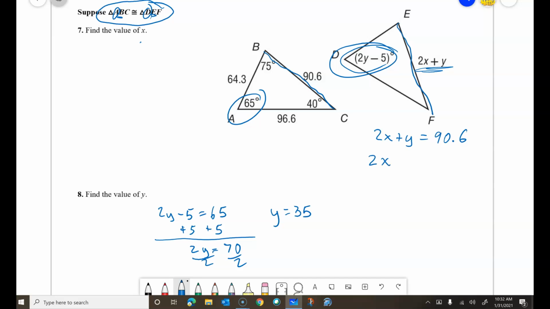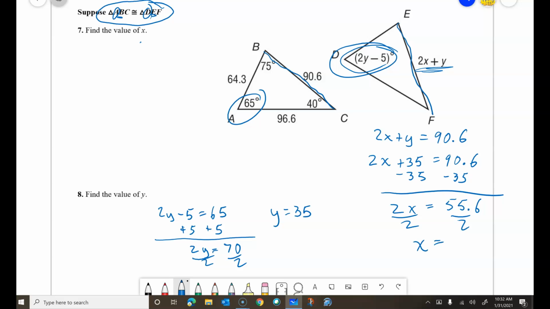So now instead of 2x plus y equals 90.6, we're going to say 2x plus 35 equals 90.6. That's going to be a little bit more solvable situation there. We subtract 35 from both sides, and that's 55.6. Obviously use our calculator for that. So I have 2x equals 55.6, and then I have to divide both sides by 2. 55.6 divided by 2 is 27.8. So we get y is 35 and x is 27.8.